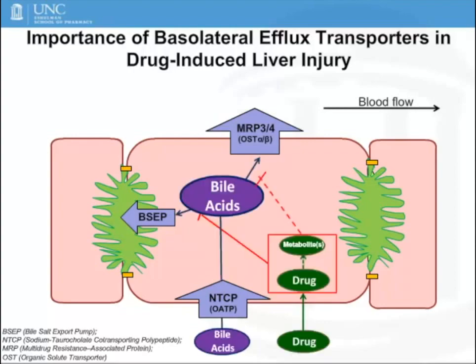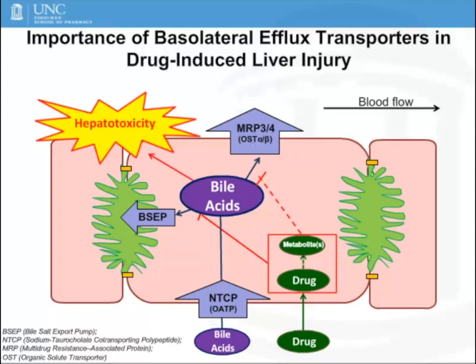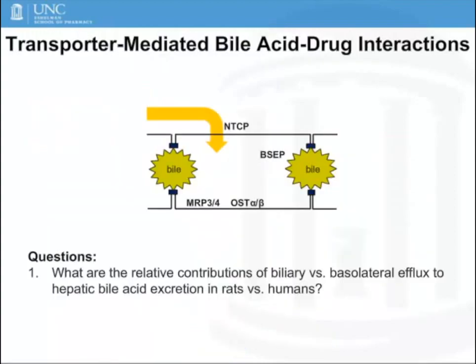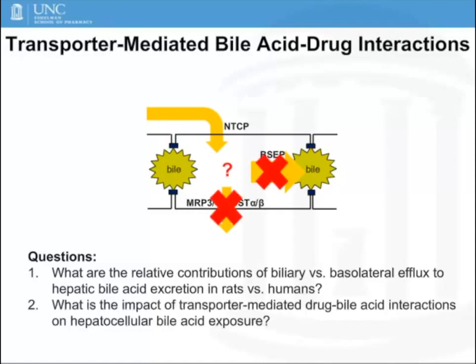Now, interestingly, troglitazone sulfate is a very potent inhibitor, as is troglitazone, of the basolateral efflux transporters, as depicted here, and we have data to demonstrate that this is one mechanism of troglitazone-mediated hepatotoxicity. So again, the importance of the basolateral efflux transporters in bile acid accumulation in the hepatocyte as a mechanism of drug-induced liver injury, I think, cannot be overemphasized. So it's important to think about the transporter-mediated bile acid-drug interactions that may be occurring, and to do so, one needs to think about the relative contribution of the biliary versus basolateral efflux pathways for bile acids, and what impact inhibition of one or both of these processes might have on the accumulation of bile acids, for example, within the hepatocyte.